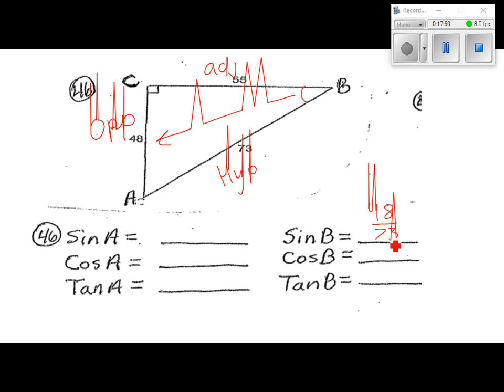The cosine. Cosine, the CAH part, adjacent over hypotenuse, so 55 over 73. And the tangent. 48 over 55, opposite over adjacent. Anybody notice anything about the tangent of angle A and the tangent of angle B? They're just flip-flopped. They're flipped over. Anybody notice anything about the sine and cosine of angle A and the sine and cosine of angle B? They switched around.